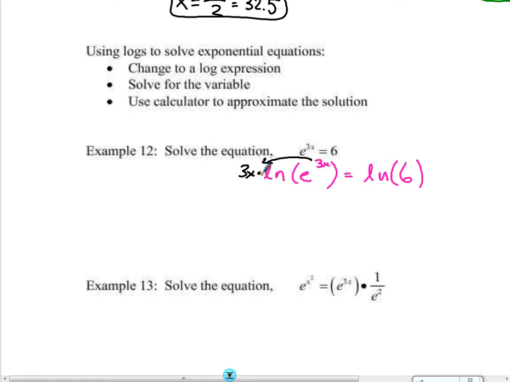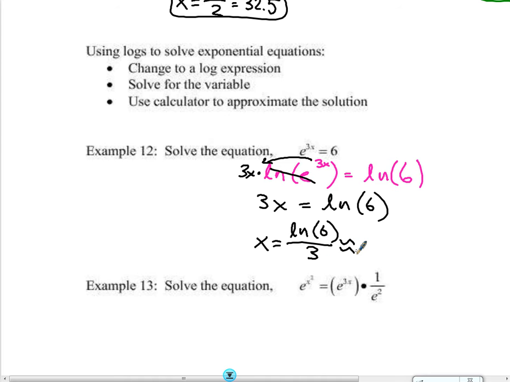To solve for x, I divide by 3, right? And my final answer would be x is equal to the natural log of 6 divided by 3, which, for all our purposes, is the exact value, and we would need to use our calculator to approximate the actual value of that. Natural log 6 divided by 3. 0.597.